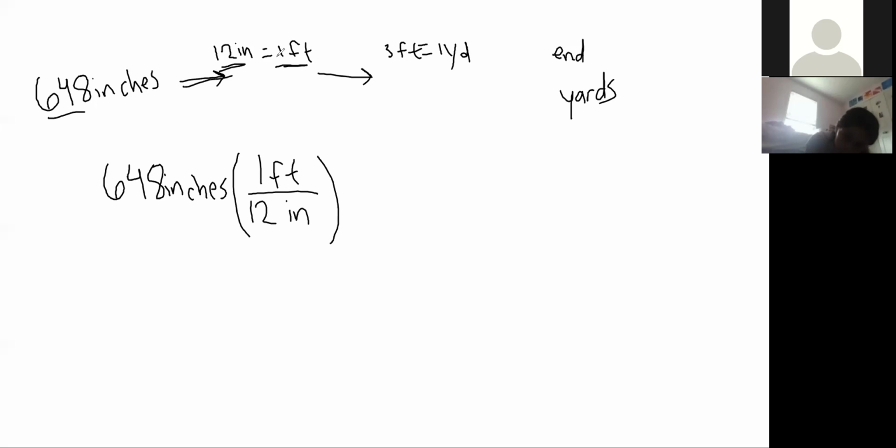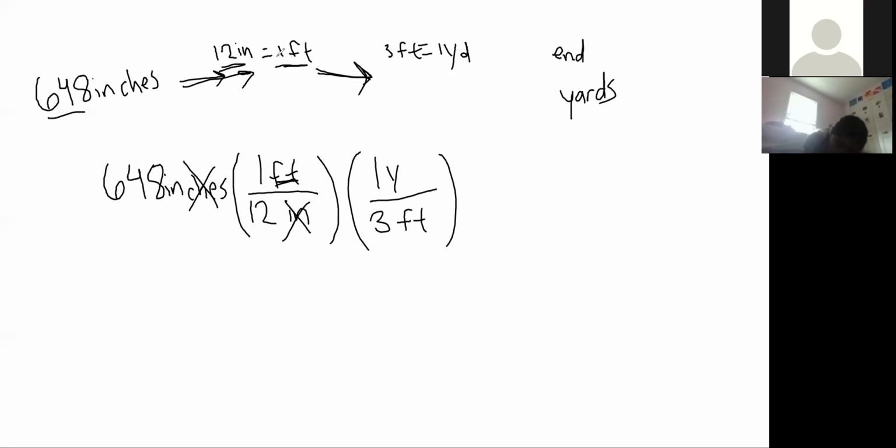Okay, so I went from here to here. Now I need to go from there to here. If I want to end up with yards, that means I will want, so these inches have canceled out. I have feet left over. I want to cancel out the feet. So I'll put feet on the bottom and yards on the top. So now these feet will cancel out.